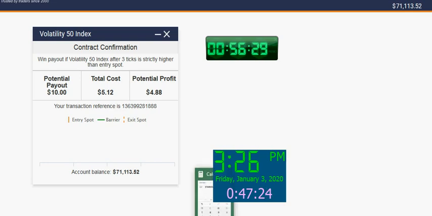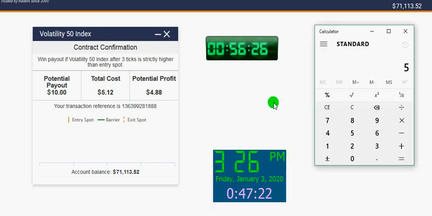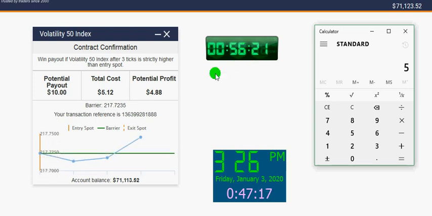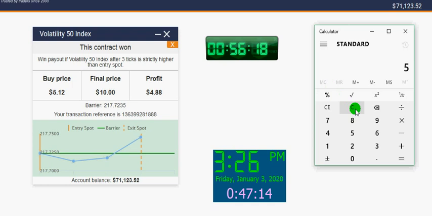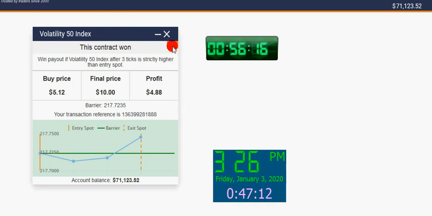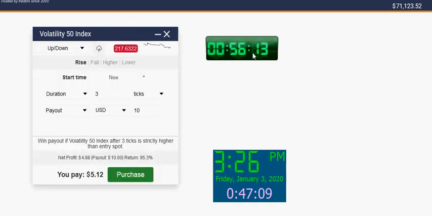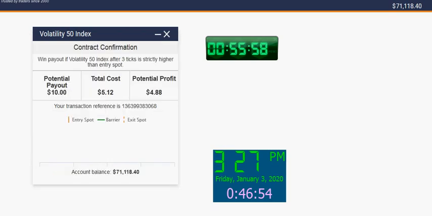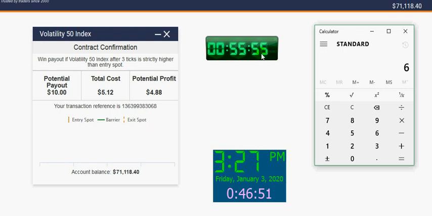We can purchase again. So we won that trade, we won the fifth trade. We are going for the sixth trade. So once this is 55, we click on purchase. That should be 30 seconds after the fifth trade. So we are going for the sixth trade right now. Okay, we click on purchase. So once this is in 30 seconds again, we click on purchase for the seventh trade.